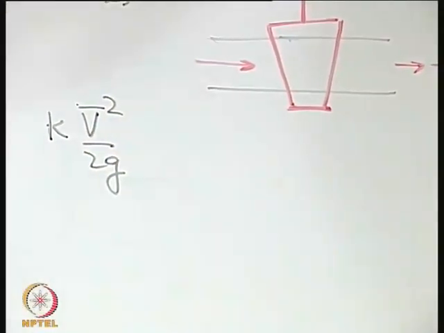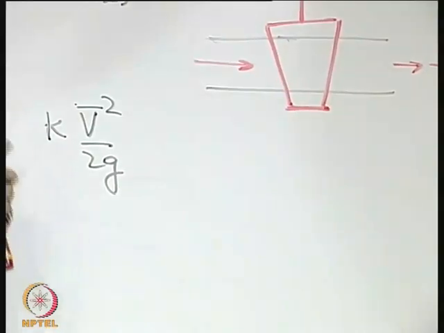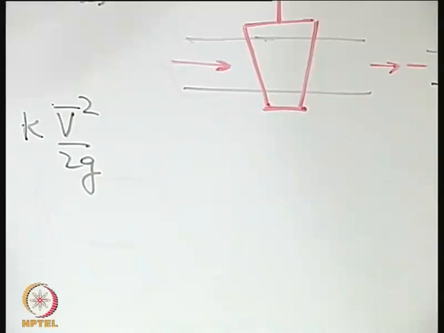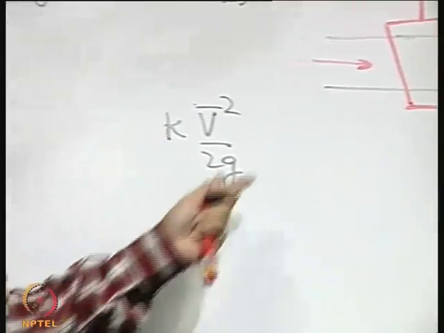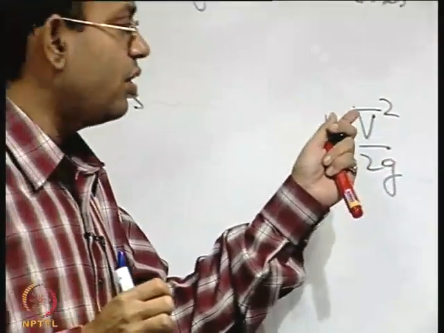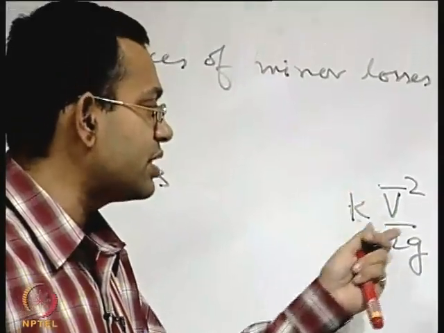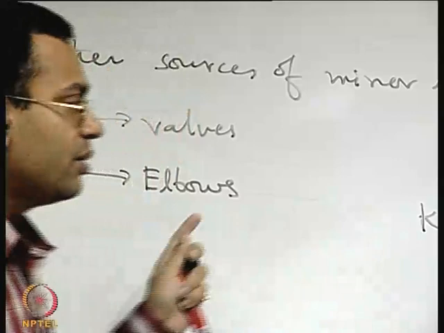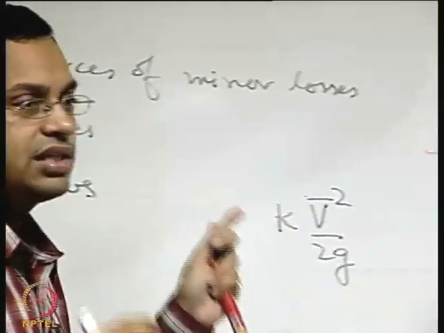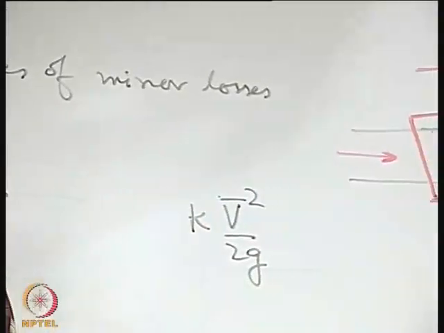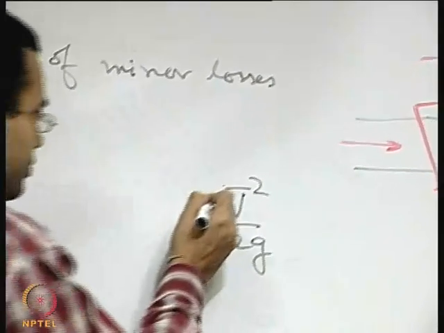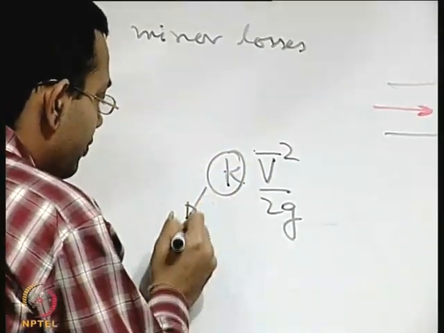The idea is straightforward: you are trying to write the loss in proportion to the kinetic energy head, and the motivation is that in the previous cases, we could successfully write the loss in this form, K into V square by 2g. But here the K is not something which is straightforward or analytically determined, but it comes from experiments and many other considerations. So this K is known as a loss coefficient.